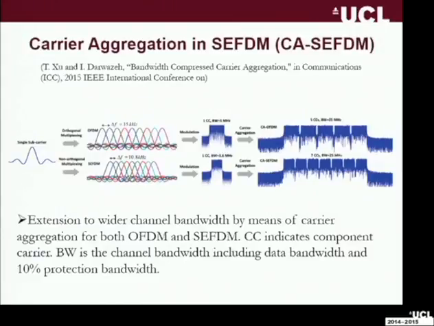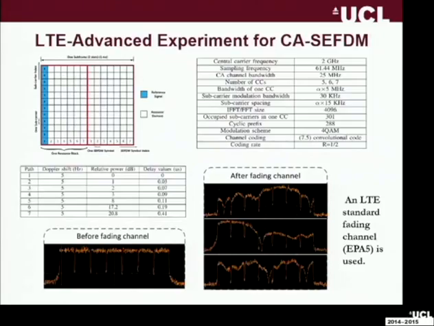Carrier aggregation. This was the second part of the LTE testbed. So again, the same thing, but as you've got carrier aggregation in LTE, we try to apply it to SEFDM. What you can see here is that you can fit another 2 component carriers within the same bandwidth that would be allocated to OFDM. And this is just the parameters used to set up the testbed.